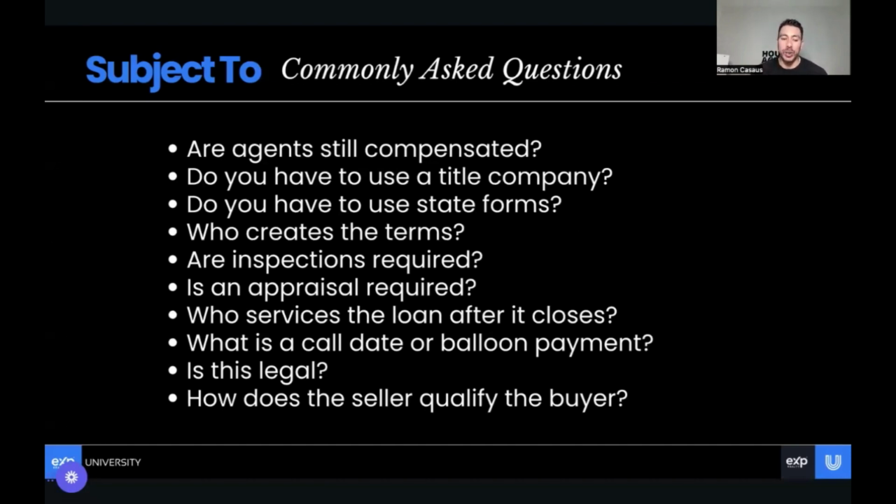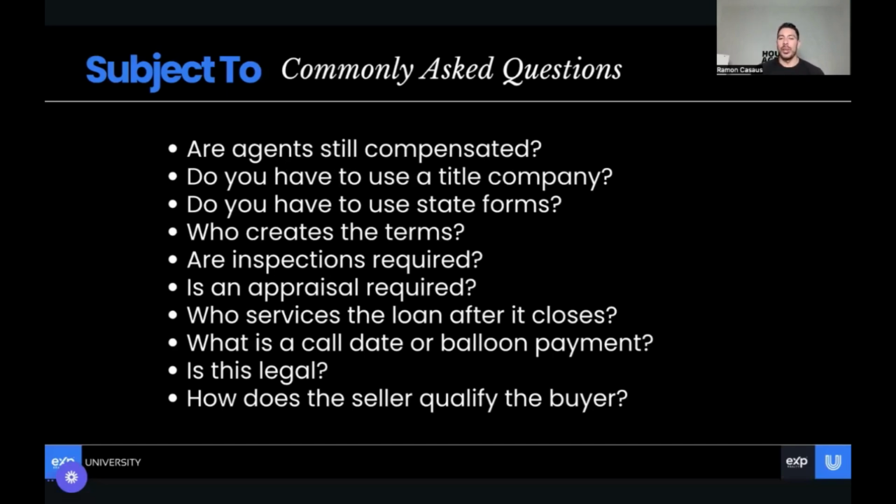Is this legal? I cannot say if it's legal because it's going to vary from state to state. However, in subject to transactions, you must know that the seller, if they have a current mortgage in place, there is a 99% chance that they are violating the due on sale clause. Again, that is another training for another time, but you got to know that part at least. And also, if you have questions about is subject to legal in your state, this is something I would recommend speaking with your state leadership team at eXp Realty.